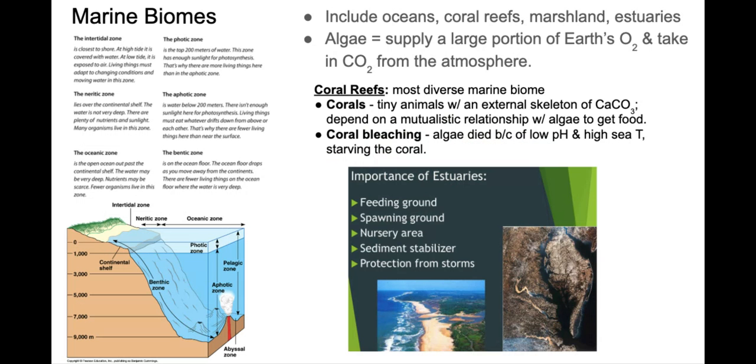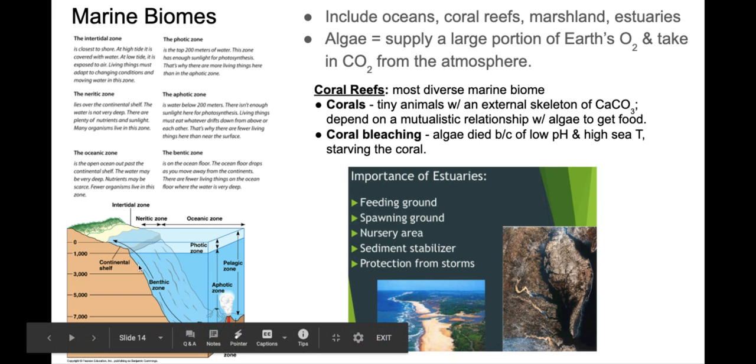Okay, marine biomes, right? Marine, salty water, oceans, coral reefs, marshlands, estuaries. So I have to remember that here the algae is going to supply a large portion of the Earth's oxygen and take carbon dioxide from the atmosphere. We're going to talk about three things here. We're going to talk about oceans, we're going to talk about coral reefs, and then estuaries, and then marshlands. We'll talk about it on the next slide.